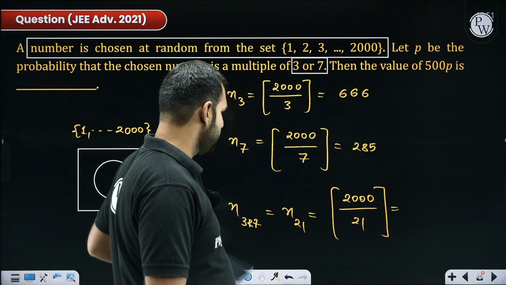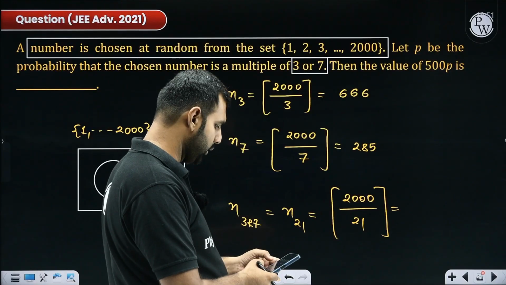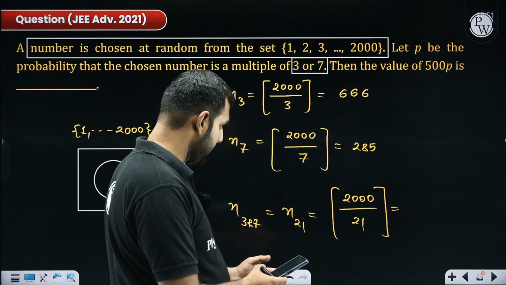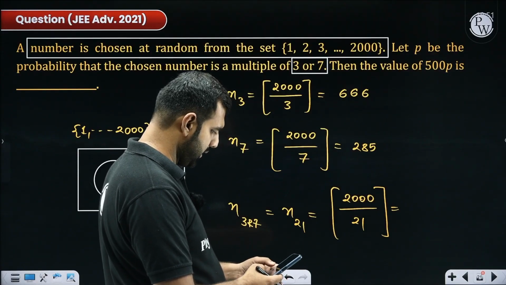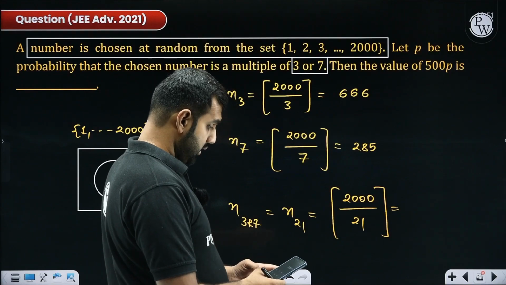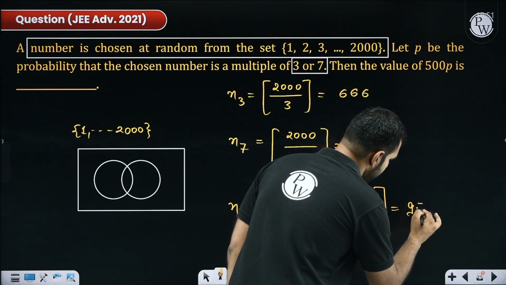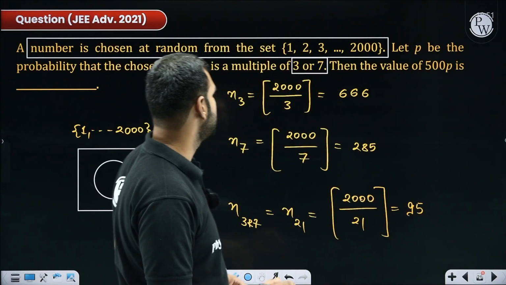I hope that part you can easily do. Can I do it very quickly so that we don't waste our time in calculating it? Although you can calculate it very easily by simply multiplying 21 by 100 or 10. But I am doing 2000 divided by 21, that is 95 point something. So my answer here will be 95. So there are 95 such numbers which are divisible by 21.